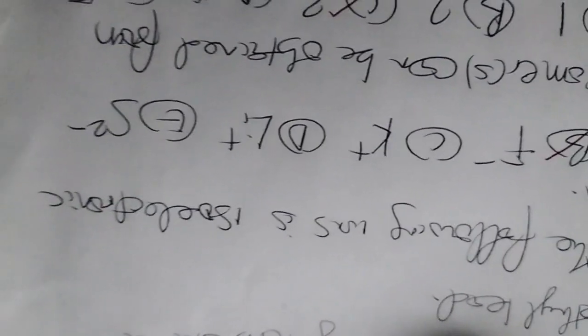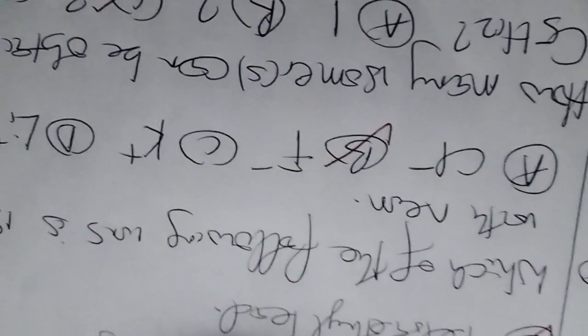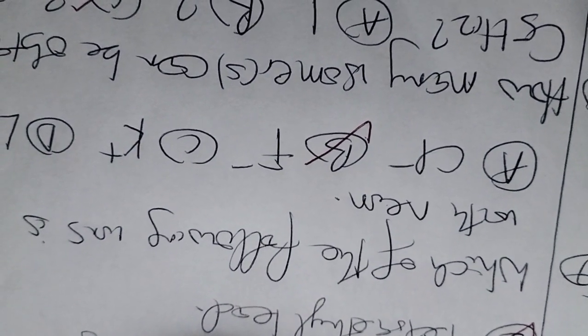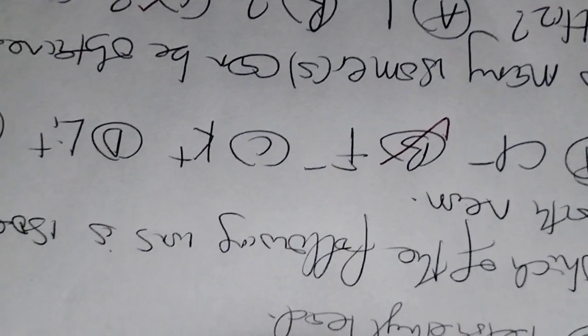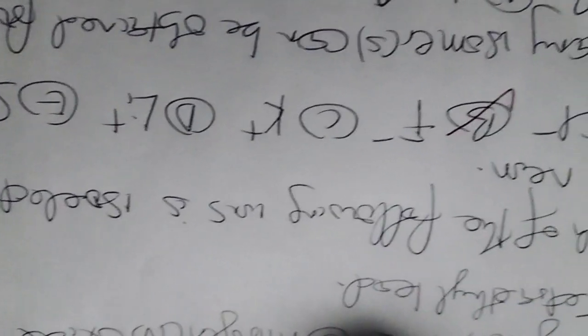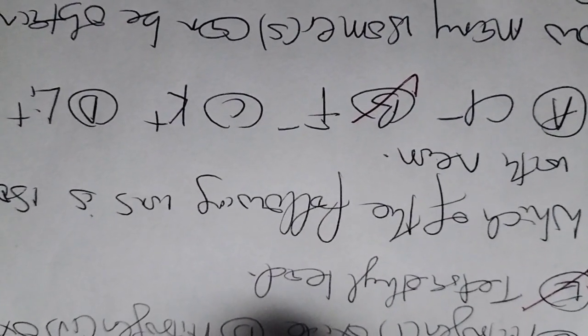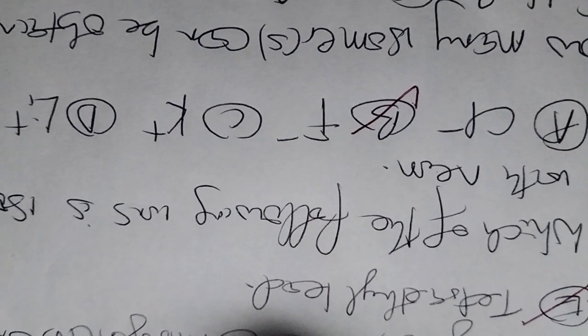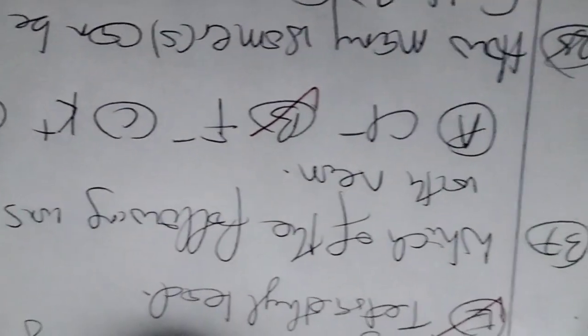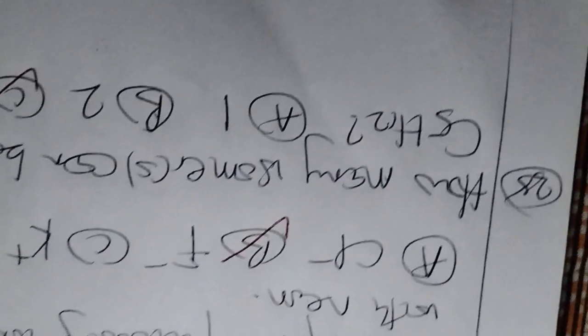37. Which of the following ions is isoelectronic with neon? That means which of them has the same number of electrons as neon? A, chloride ion, B, fluoride ion, C, potassium ion, D, lithium ion, and E, sulfide ion. The answer is B, fluoride ion, because fluoride ion has 10 electrons. Neon also has the same 10 electrons. So number 37 is B.